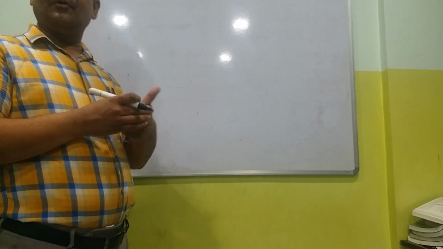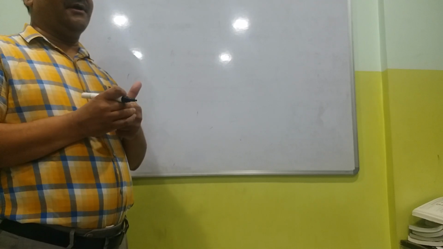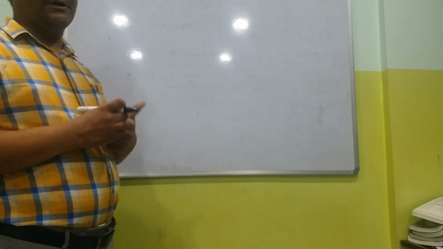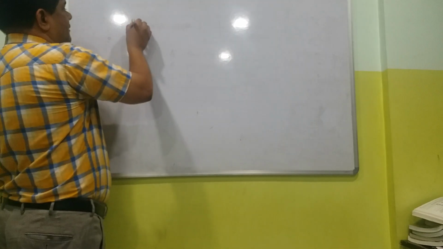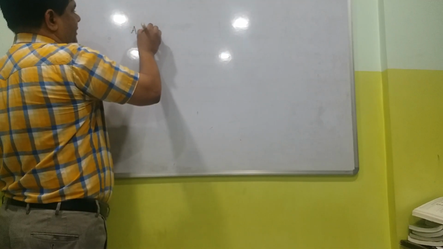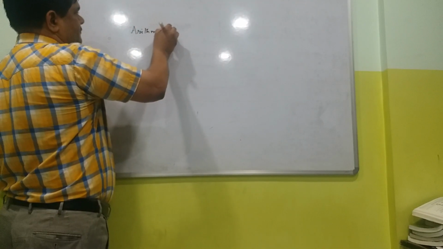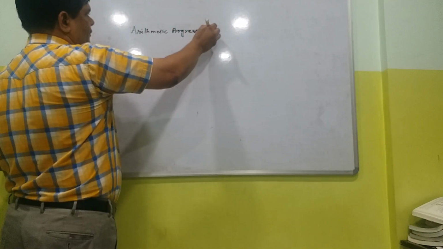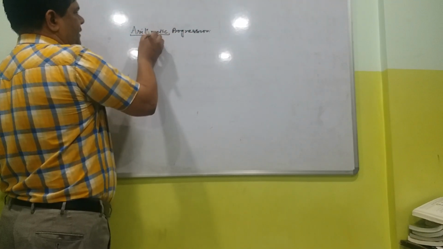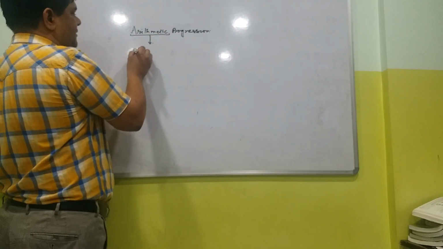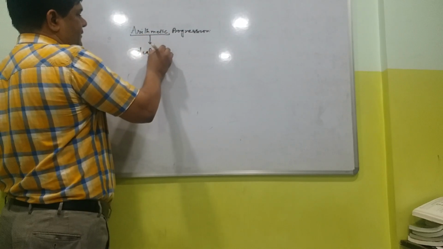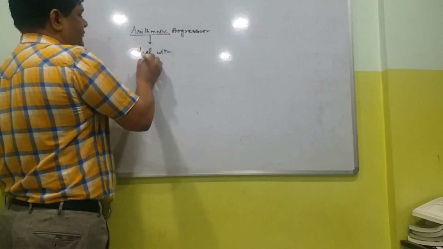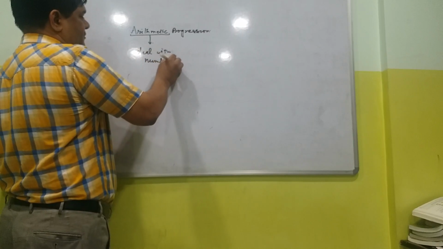So we are going to start the chapter today. That is arithmetic progression, right? Arithmetic progression. Arithmetic always deals with numbers. That branch of math which always deals with numbers, right?